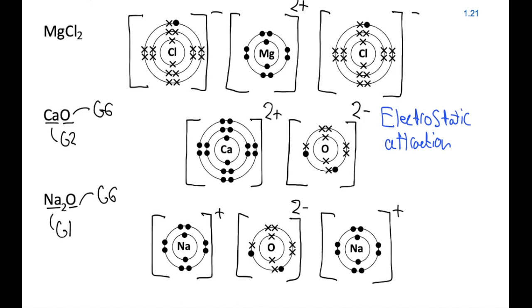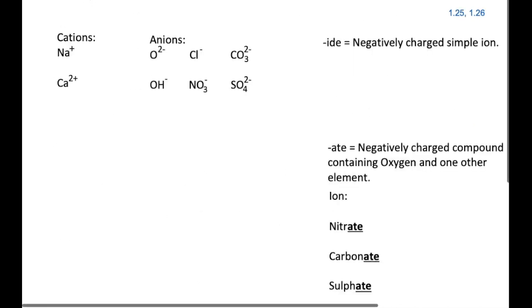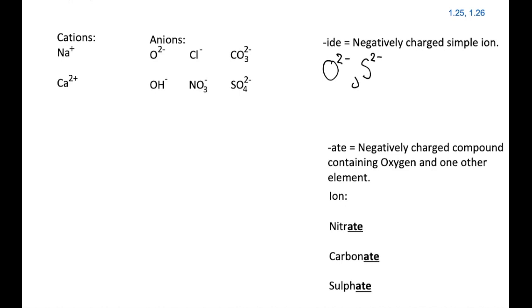So now I'm going to run through some ions and their names, as well as looking at some of the ionic compounds that we can form from these ions. But first, a bit of information on actually naming them. If an ion ends in ide, it is a negatively charged simple ion. Some negative ions formed from single atoms or single elements include the oxide ion and the sulfide ion. These are ions of oxygen and sulfur in group 6.